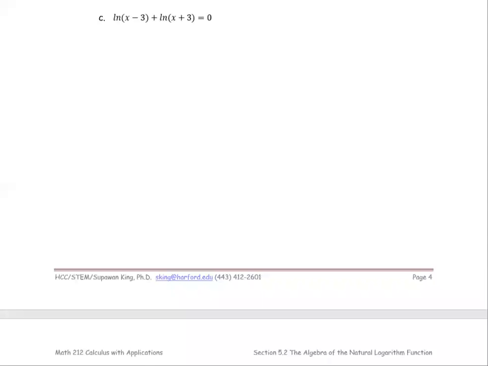For part C, we're going to solve for x, but we have the logarithmic equation. To solve the logarithmic equation, we're going to use the log property to bring the sum, the difference, or the coefficient into one single log. For our case, we have the sum of the two logs.